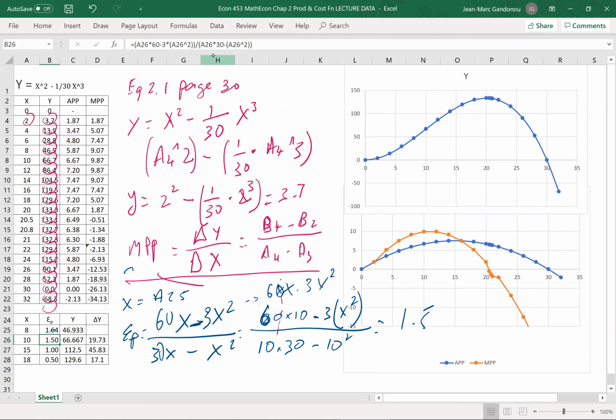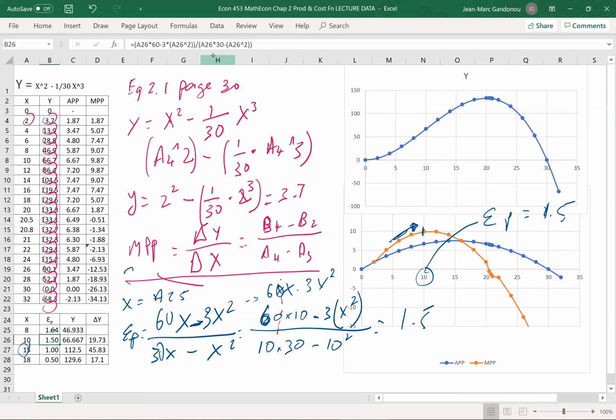So when x is equal to 10, the elasticity of production is 1.5. That means when I increase x by 1, output increases by 1.5. And so from here, that's where I know that I'm in the increasing return stage, because as I add input, I get more output.